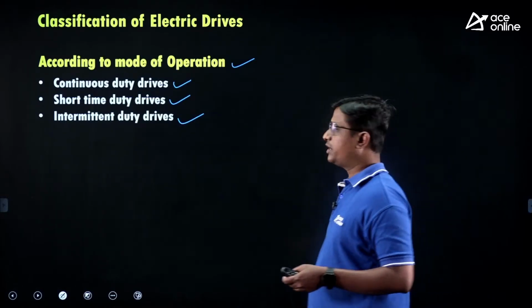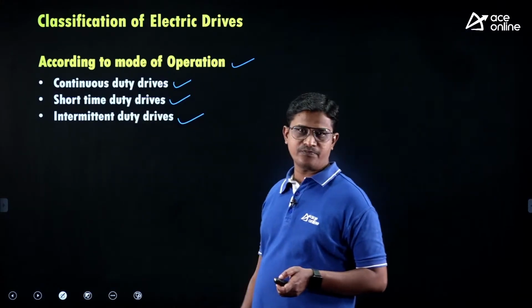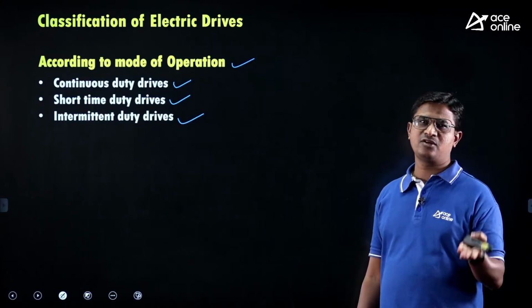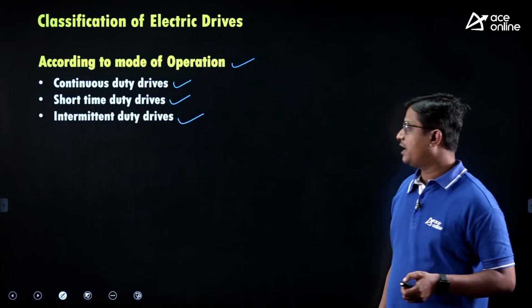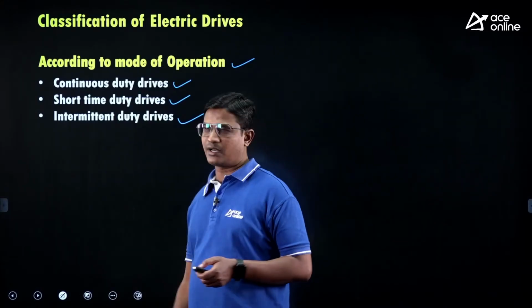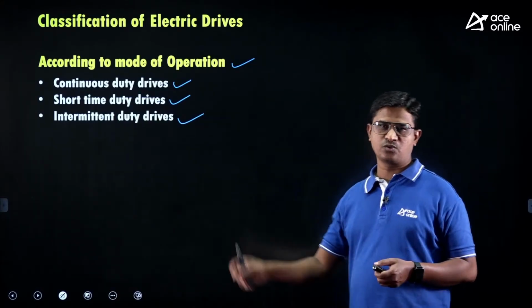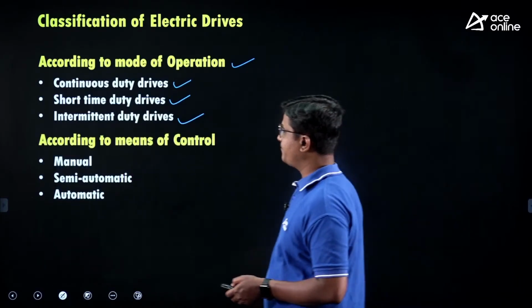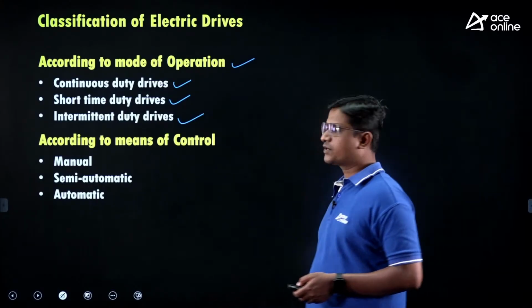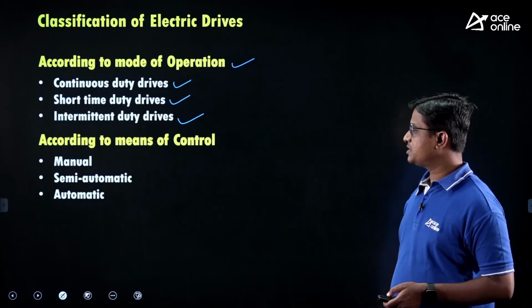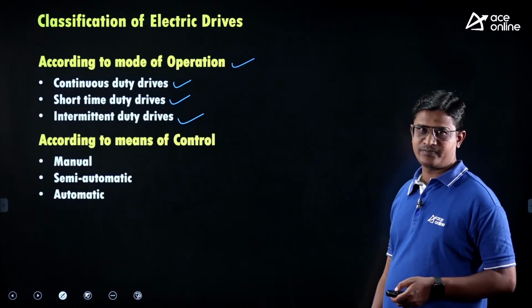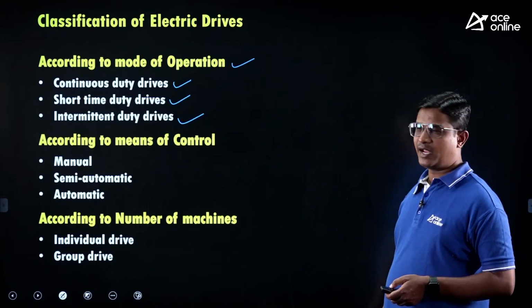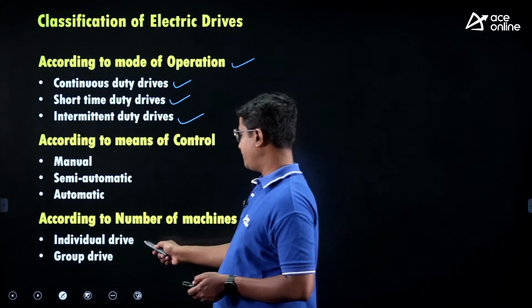Motor is continuously loaded. Short time duty drive means the motor will be loaded for a short time only. For the remaining period, it will be either in an off state or in a no load state. And third is intermittent duty drive, which is a combination of the two, with variation of the loads. Next, according to means of control: manual control, semi-automatic and fully automatic. Straightforward. According to the number of machines: individual drive and group drive.